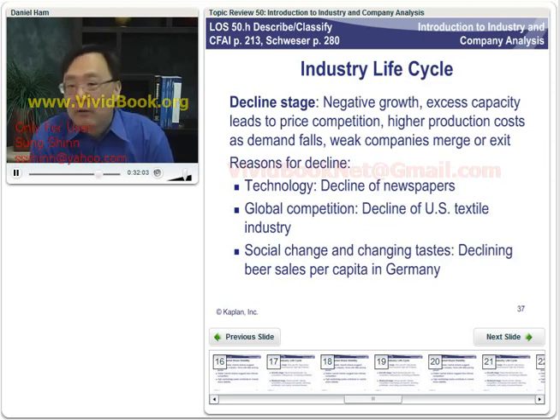So you have negative growth. You have huge excess capacity. You're going to have to compete on price. You have high production cost, and a lot of the weak companies are going to be forced to exit because of the low profitability.